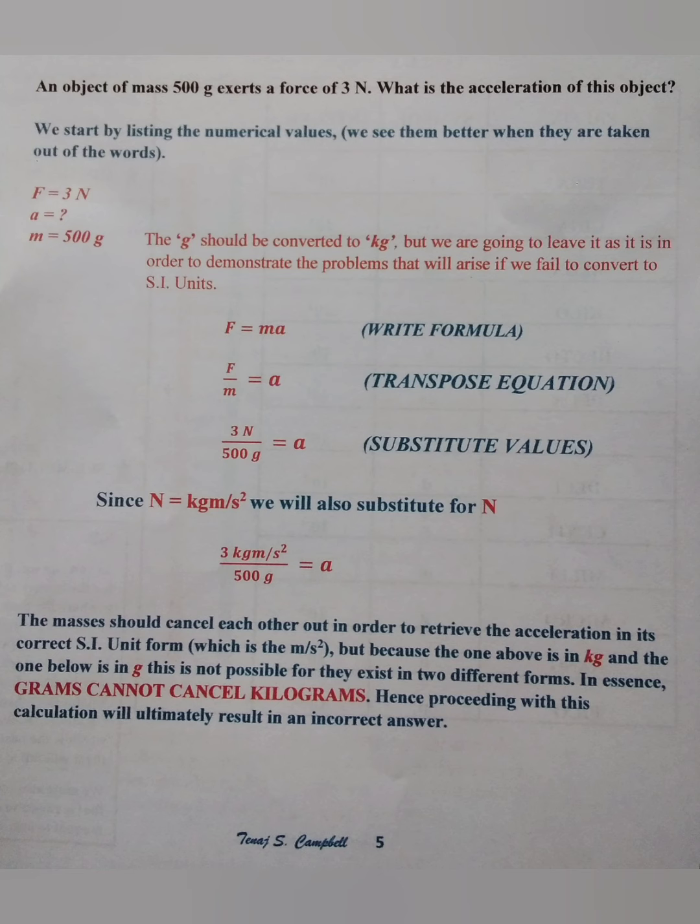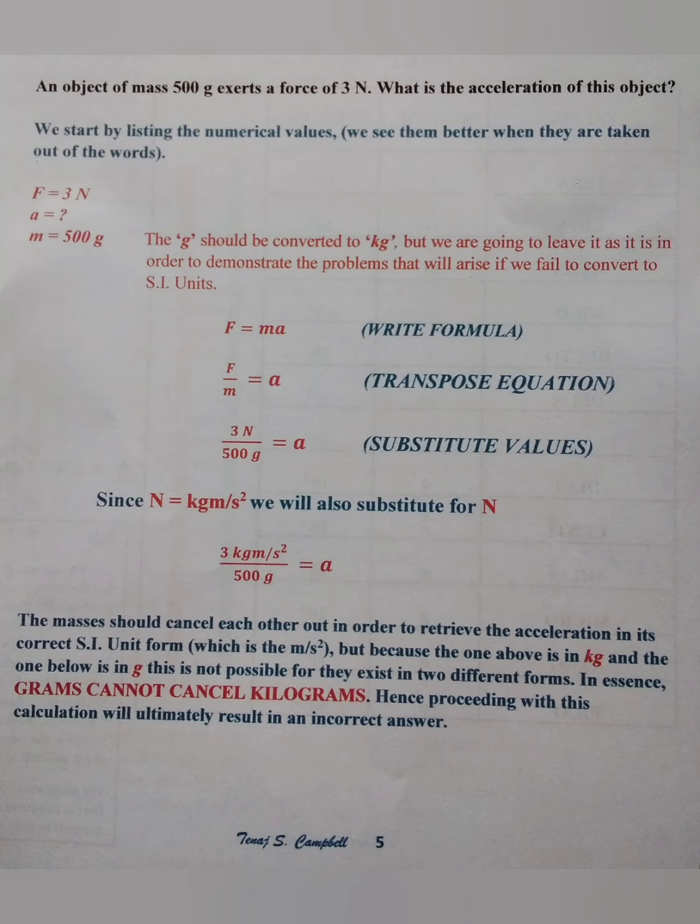Then we are going to substitute the numerical values into the equation. So we are going to substitute for force and write 3 newtons, and substitute for mass and write 500 grams. Since N is also equal to kilogram meters per second squared, we will also substitute for N. The resulting equation that will evolve from this is 3 kilograms meters per second squared divided by 500 grams, and that will be equal to a.